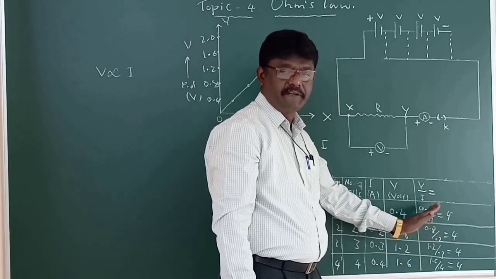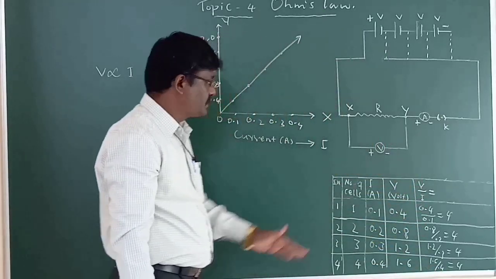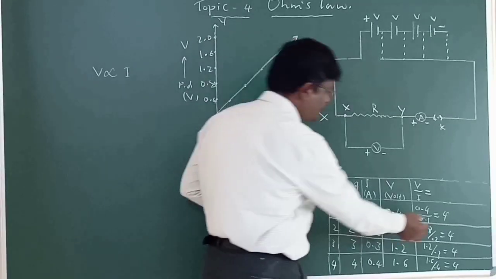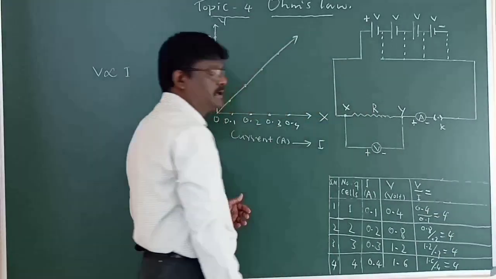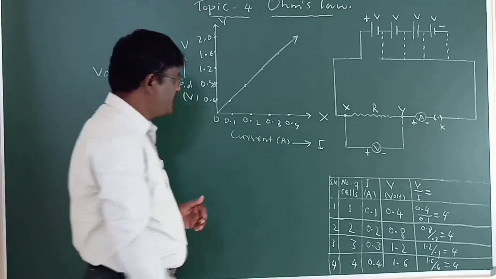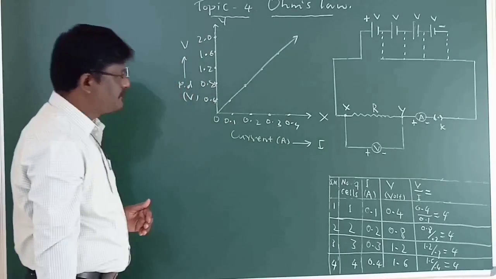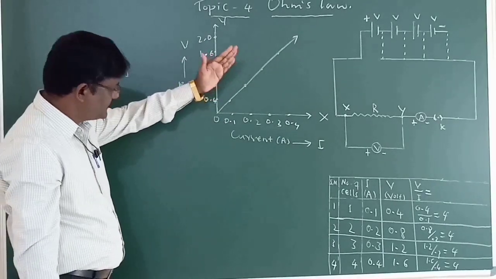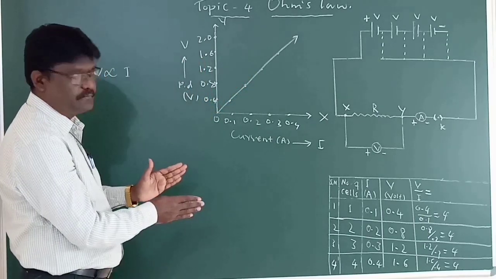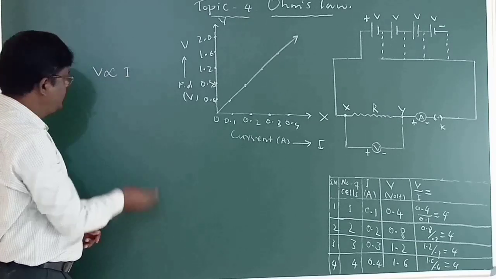Here it is found to be a constant. What does this constant stand for? This constant stands for the resistance of the conductor. Therefore, this straight line verifies Ohm's law. What does that mean here? V is proportional to I.